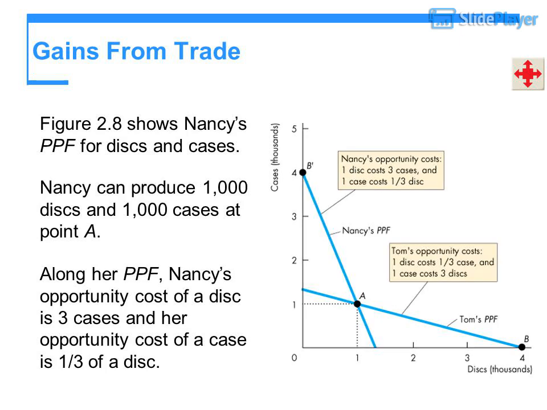Gains from trade. Figure 2.8 shows Nancy's PPF for discs and cases. Nancy can produce 1,000 discs and 1,000 cases at point A. Along her PPF, Nancy's opportunity cost of a disc is 3 cases and her opportunity cost of a case is 1/3 of a disc.